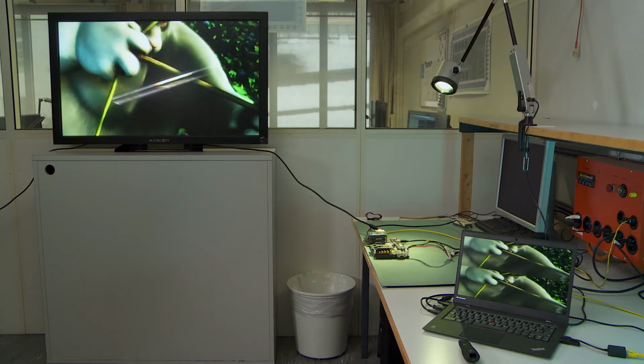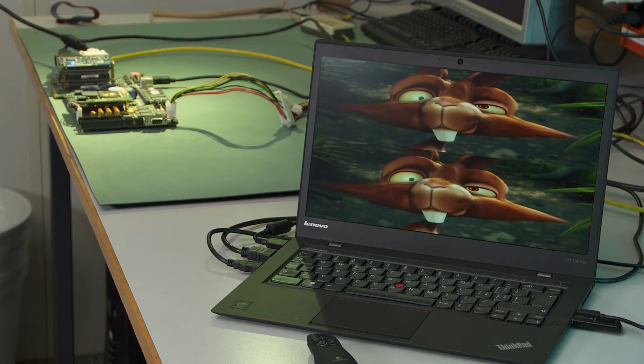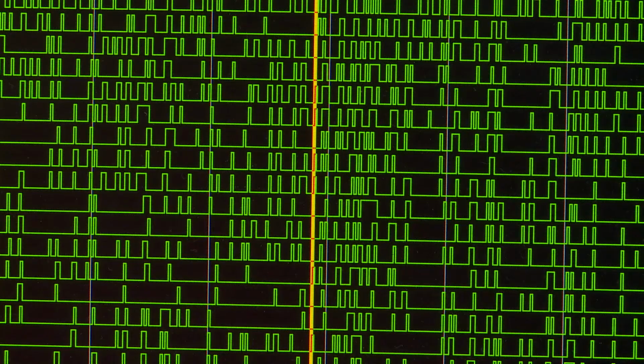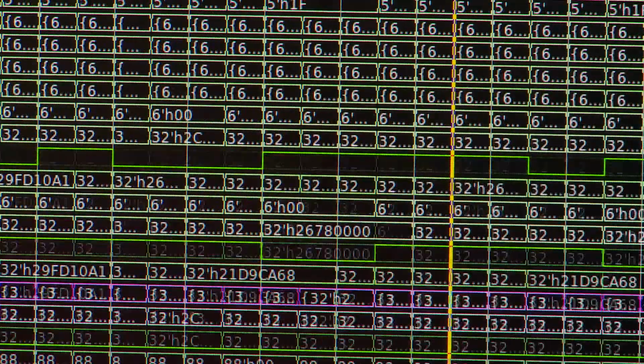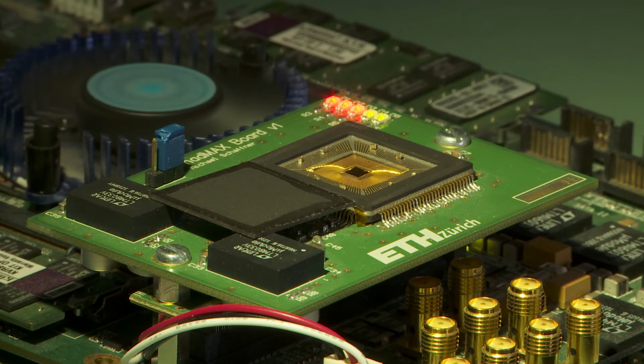Disney Research and the Integrated Systems Laboratory at ETH Zurich have been closely collaborating in order to optimize the algorithms towards hardware efficiency and to build a proof-of-concept prototype.